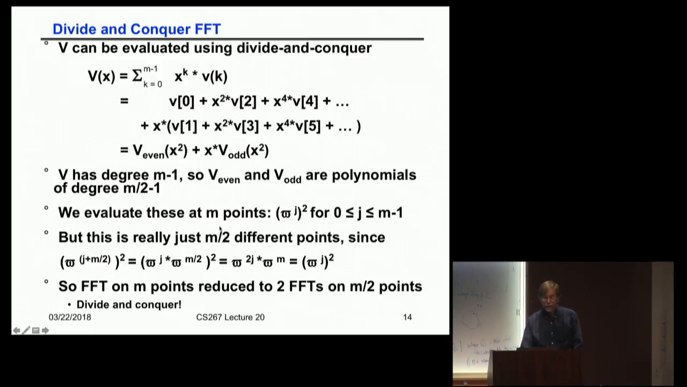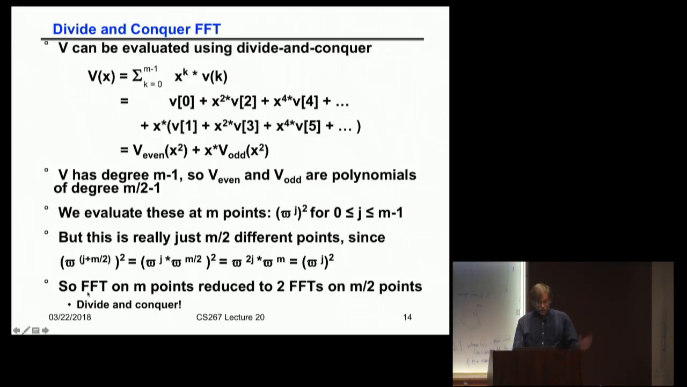So here's the trick. It turns out that when I take all of these different values of x, omega to the j, and square them, I get half as many different values, because they all come in plus minus pairs. And so when I square them, those plus minus pairs all collapse to one value. To see that, if I write down omega to the j plus m over 2 and square it, then omega to the m over 2 squared is omega to the m, which is 1, because omega is an mth root of unity. So that value squared is the same as that value squared. So that's why they come in plus minus pairs, basically.